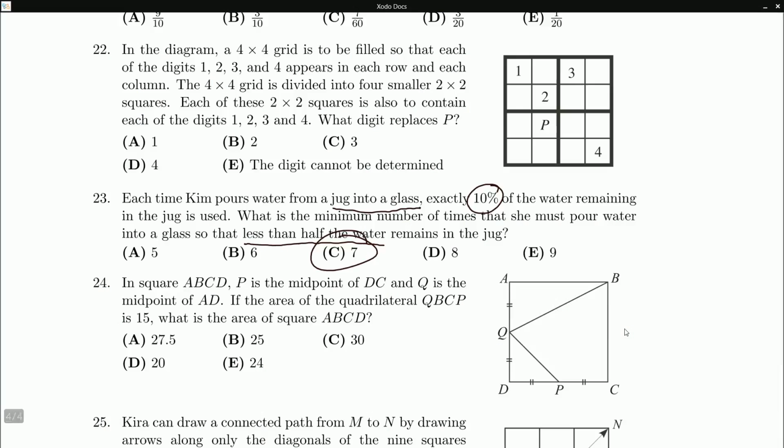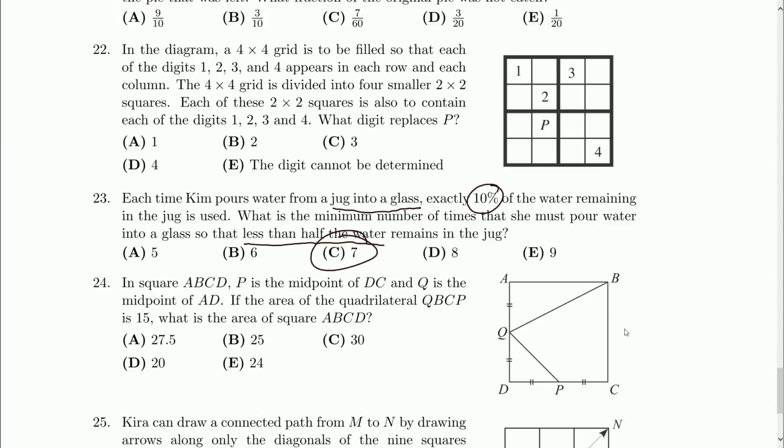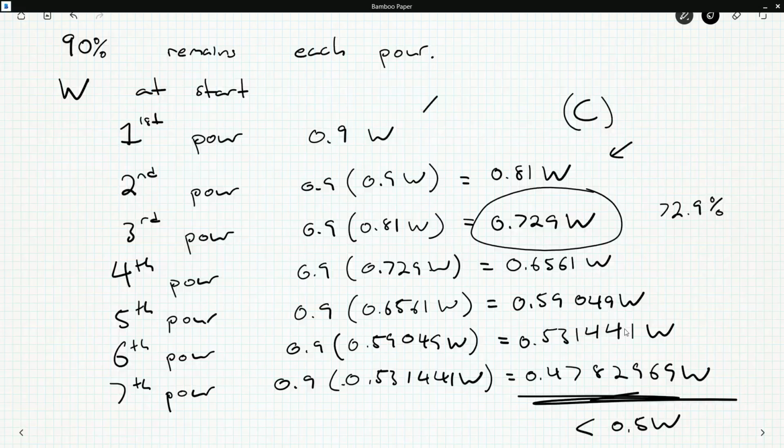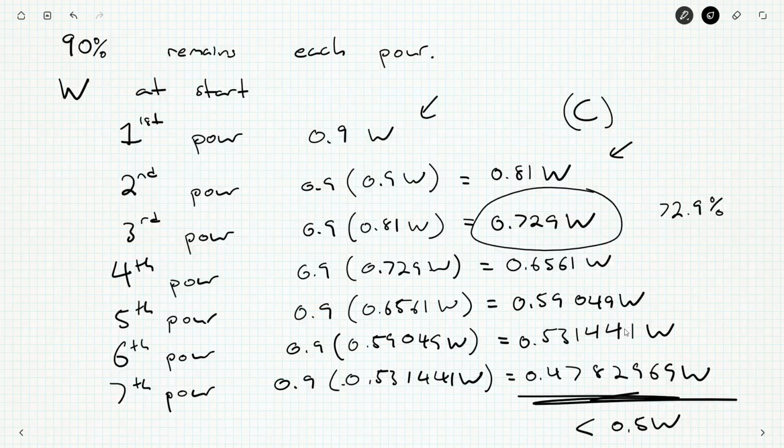All right. Just double check. What's the minimum number of times to pour the water jug into the glass? Okay, 7. 1 pour gives us 90%. 2 pours, 81%, and so on. 7 pours gives us about 47%. And there we go. That finishes off question number 23.